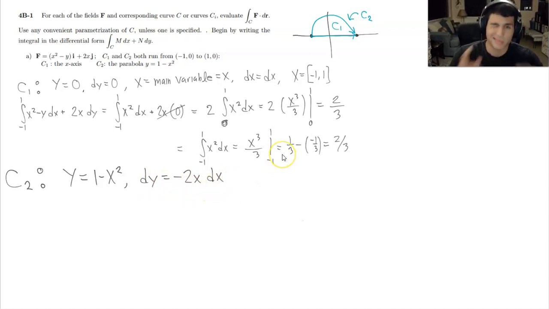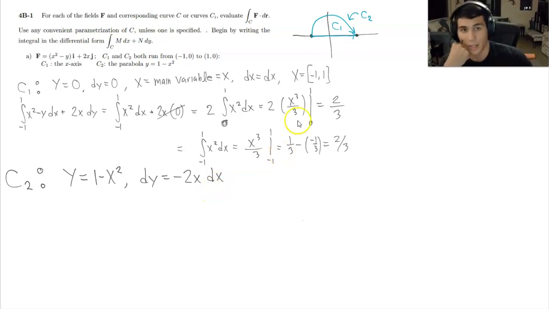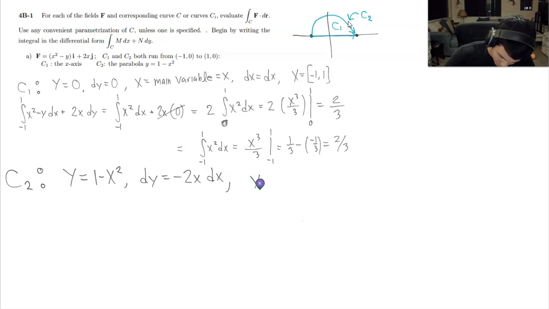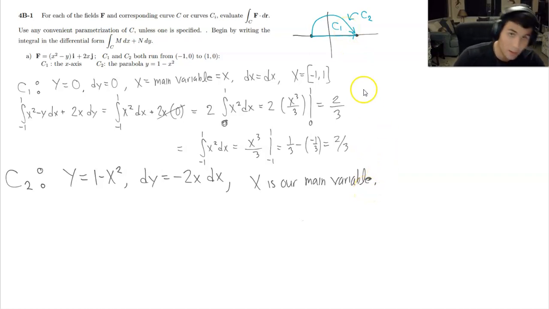Okay, let's think, what should we make our main variable? Oh no, look at that y, I don't know if I really want to use y as a main variable, it's kind of hard to describe. But if we describe this using x, maybe it's a little bit easier. Let's try it. So, let's write the fact that x is our main variable. Again, we're going to have the integrand purely of x and an integral with bounds of x. And what does x go from? It goes from -1 to 1 again.